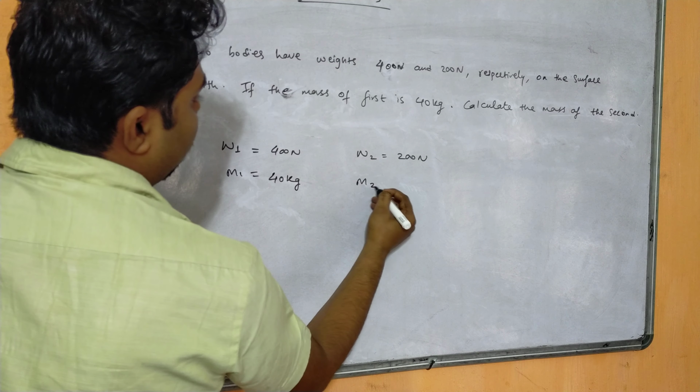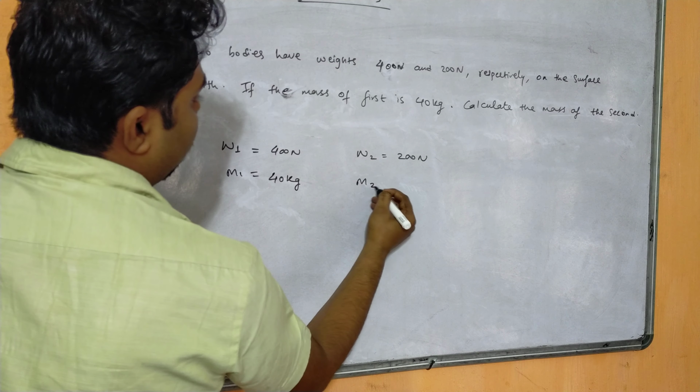We know W1 equals M1 into g, right? So W1 is given as 400 and M1 is given as 40. So easily we can find out small g here, that is 400 divided by 40. So you will be getting 10 meter per second square, right? So we got 10 here.